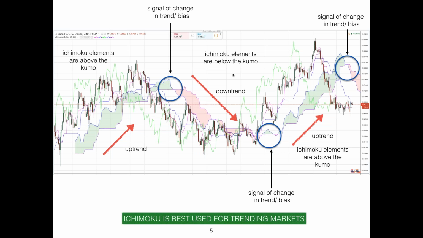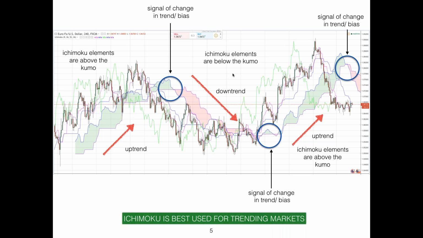This is the Euro FX USD chart showing a trending market. This chart shows that the currency pair is bullish on the 4-hour time frame. The trend changes swiftly from an uptrend, where all Ichimoku elements are above the Kumo, to a downtrend, where Ichimoku elements are below the Kumo. And then there was a signal of change in trend or bias, and then the sentiment changed from bearish to bullish, and then we have a new uptrend once again.